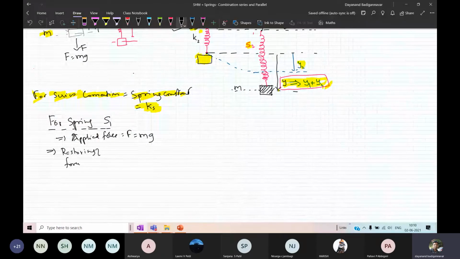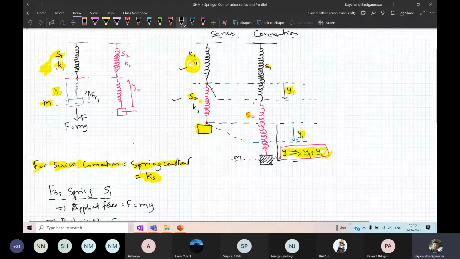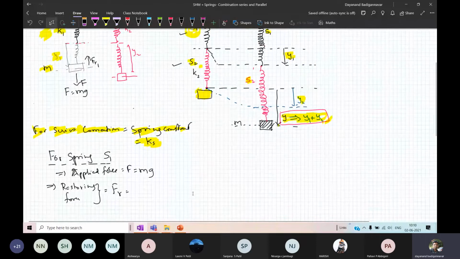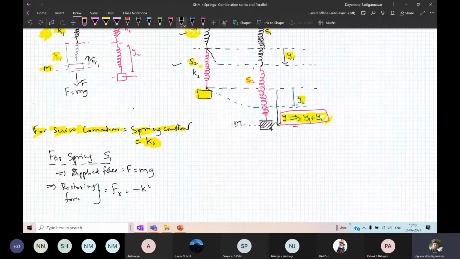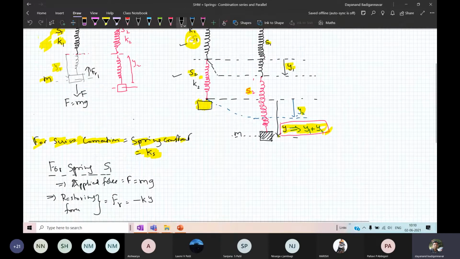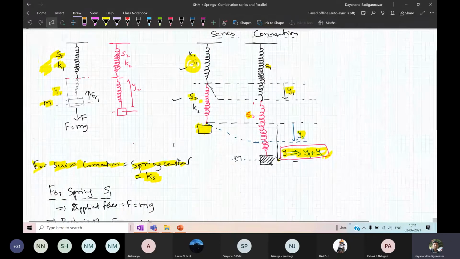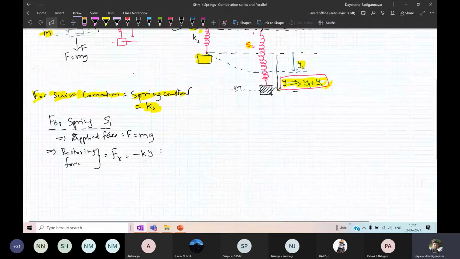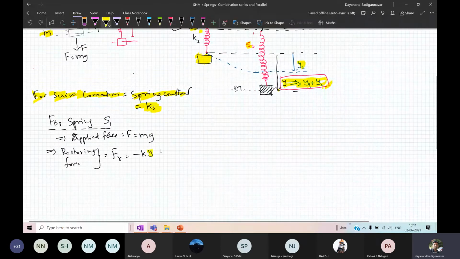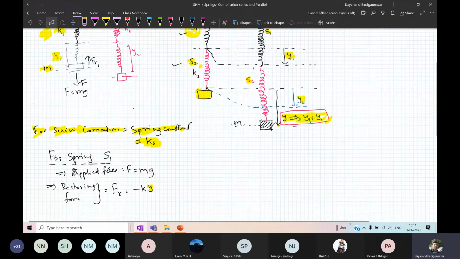Now the restoring force is given by Fr is equal to minus K into y. This is how we evaluate the restoring force. Restoring force is proportional to the displacement. So here, what is the displacement? The displacement is y1, not y. So I have to take it as y1. And the corresponding spring constant is k1. So this is what you get.